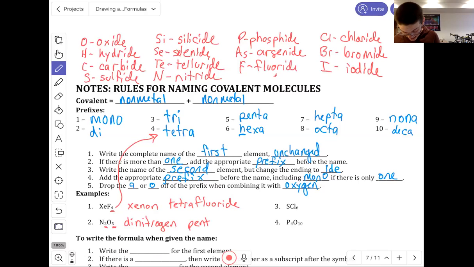But I've got oxygen here, and oxygen says I drop that A off. So, whoop, take it off. And then instead of oxygen, I'm going to write oxide, because oxygen becomes oxide.